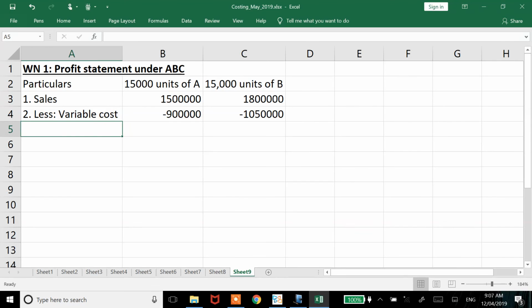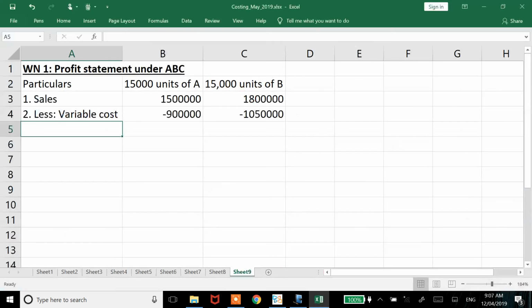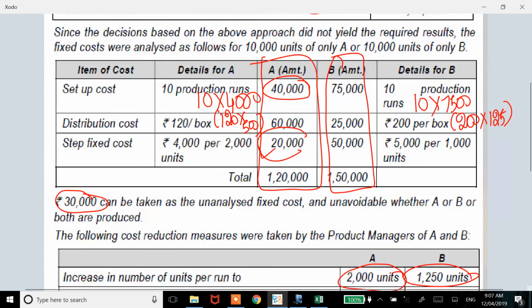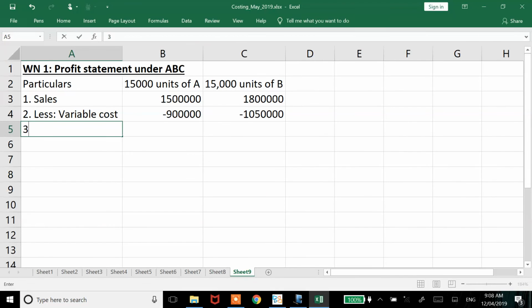I'll not call it contribution right now, because what ABC normally tries to do is convert some of the fixed cost into something variable in nature. So we have done sales and variable cost. Now I have these three costs: setup cost, distribution cost and step up fixed cost. Step up fixed I will write in the fixed category. Setup and distribution will now turn into variable costs. That's what ABC tries to do. ABC tries to convert a fixed cost into a variable cost.